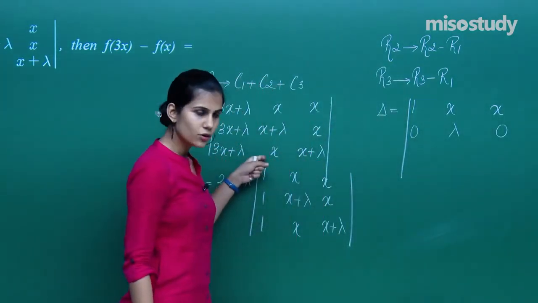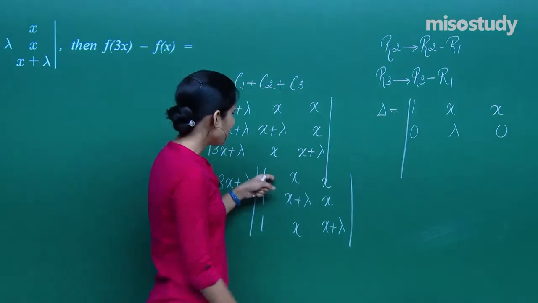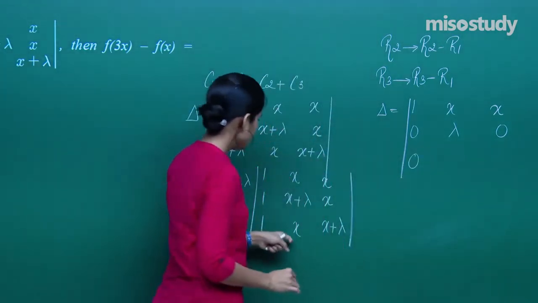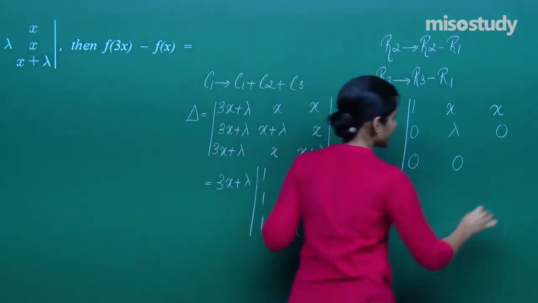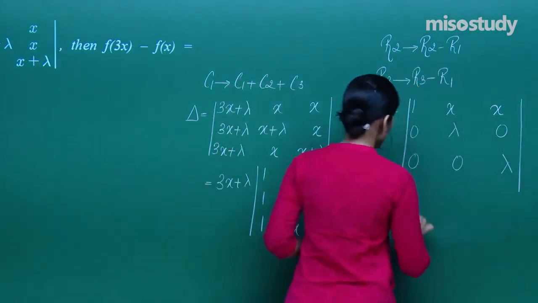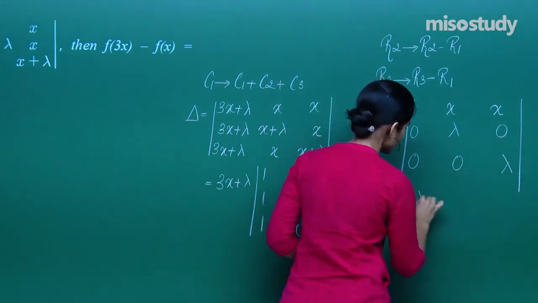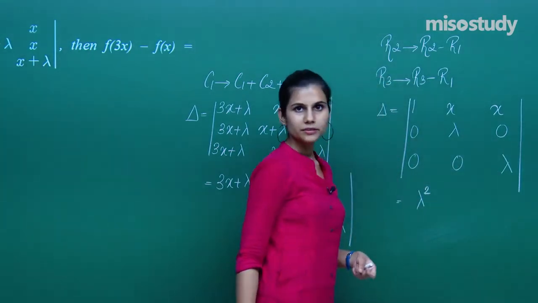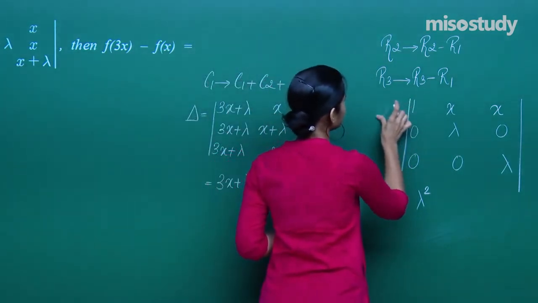1 minus 1 is 0. x plus lambda minus x is lambda and x minus x is 0. Then 1 minus 1 is 0. x minus x is 0. And x plus lambda minus x is lambda. What is this determinant? This is nothing but lambda square minus 0, which is lambda square. And outside you already have 3x plus lambda.